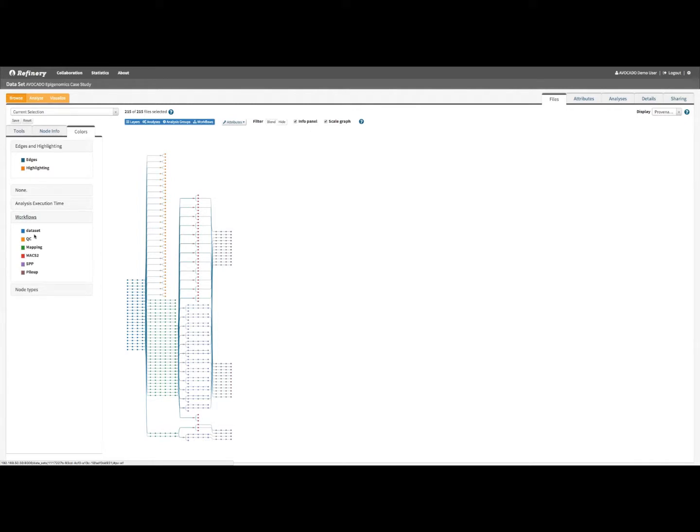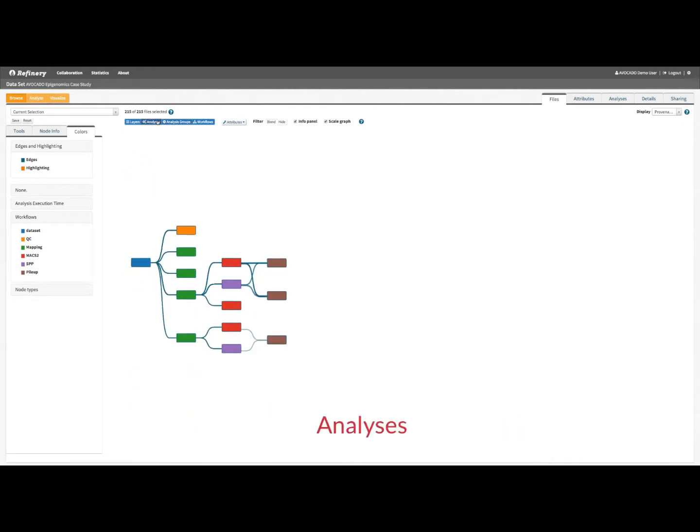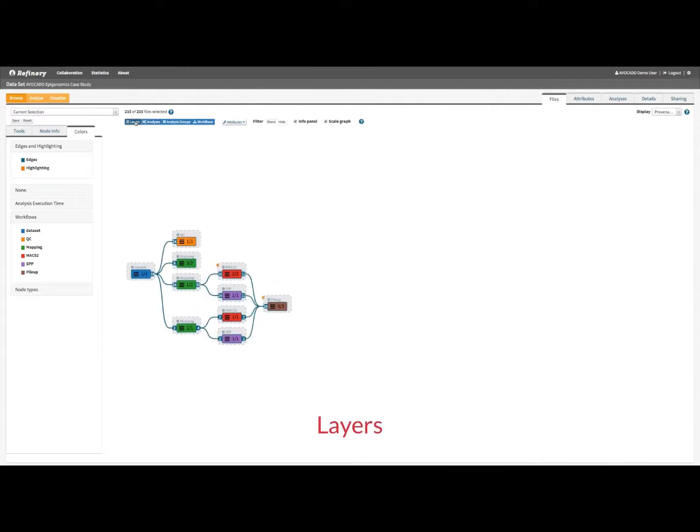Information in this graph is hierarchically organized. We can show the graph at different levels of aggregation. And now we can collapse them down. Workflow instances. These are workflows. Now we collapse workflows. Analysis input groups. Analyses. And what we call layers that represent repetitive patterns of workflow executions.